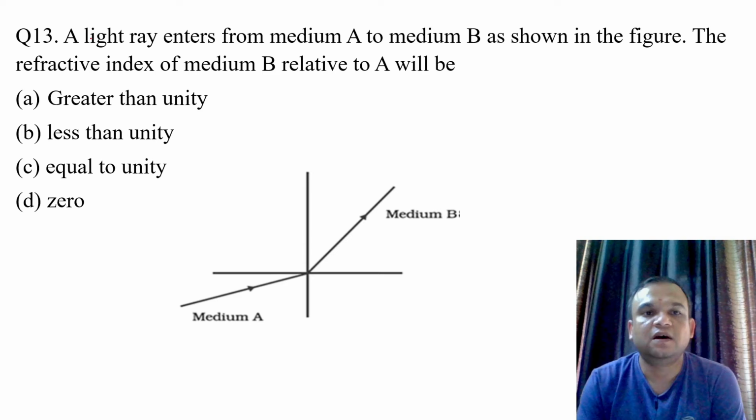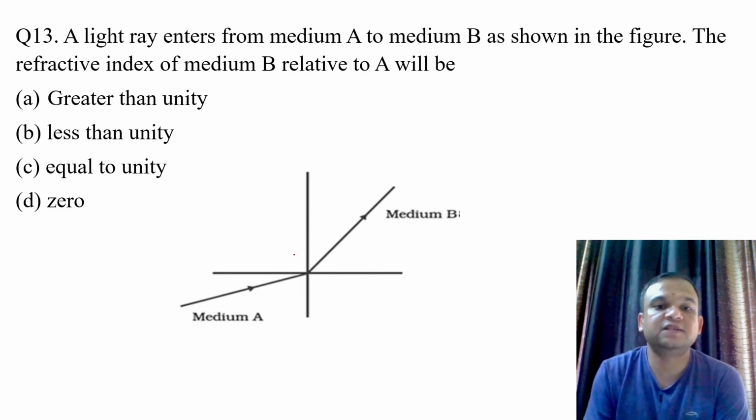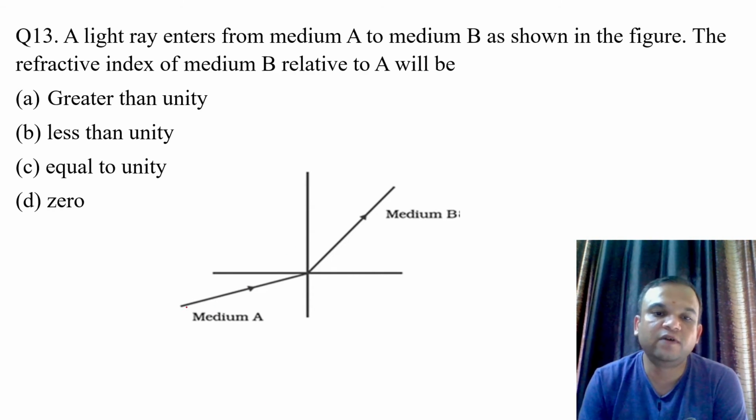Next question says, a light ray enters from medium A to medium B as shown in figure. The refractive index of medium B relative to medium A will be. So as you can see here, the incident ray is moving from medium A into medium B, and while doing so, it is moving away from the normal. So we can say that medium B will be a rarer medium, whereas medium A is a denser medium. So the refractive index of medium B relative to medium A will always be greater than unity.